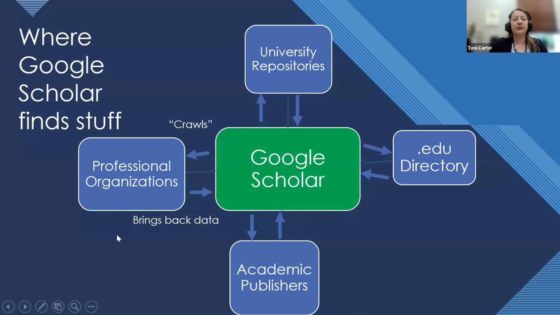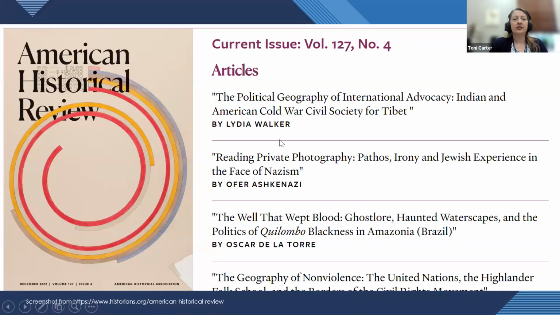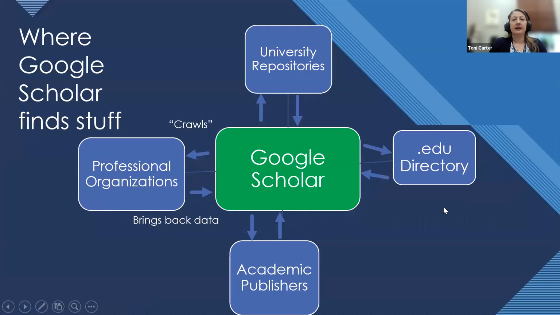And lastly, professional organizations. This is the American Historical Association. They have research and publications. So it finds these, and if you click on these, they are actually full text. I think this is an open access journal now. So it's going in and finding these. Those are just some examples of where Google Scholar is finding things to pull in.